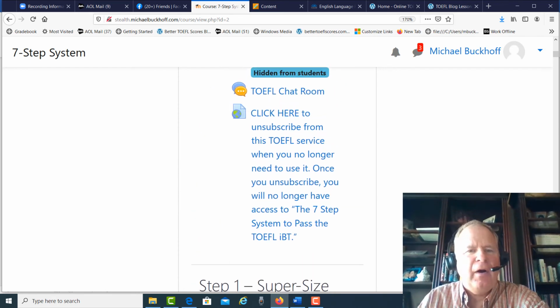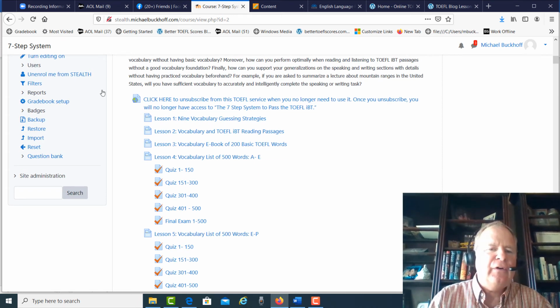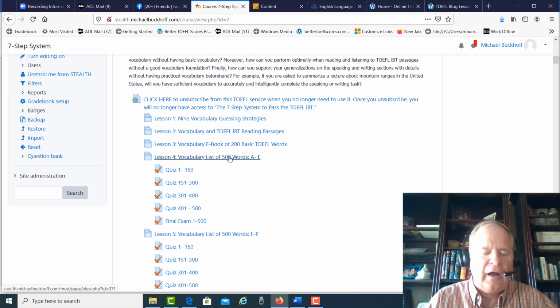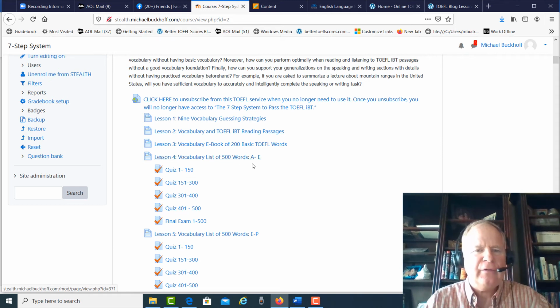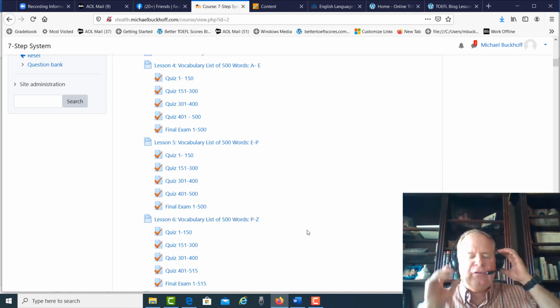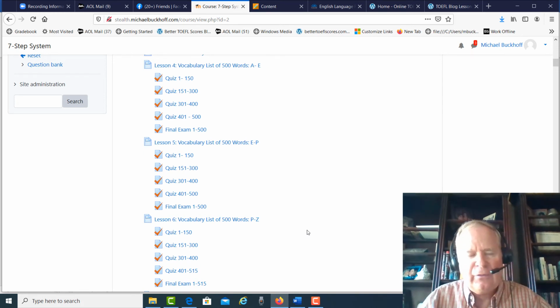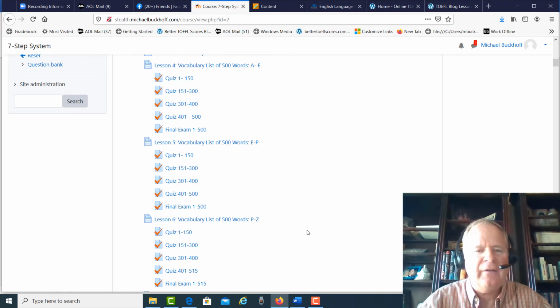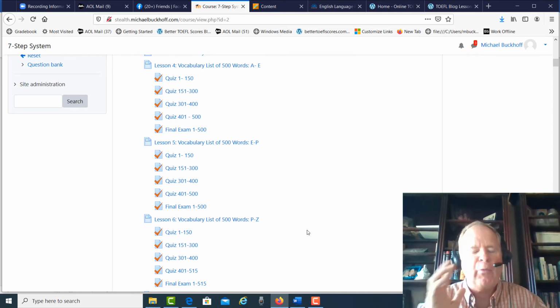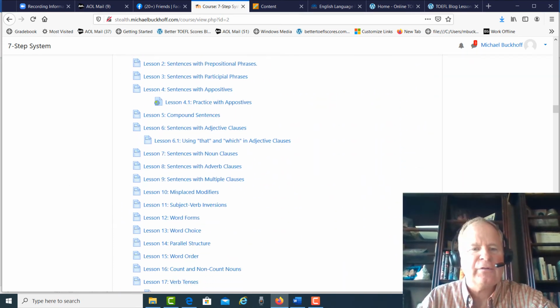I think you need a little bit better college level vocabulary. This is definitely going to help you. So lesson number 4, I really suggest you work on learning those words on this list. And then lesson number 5, the vocabulary list of E through P. And then lesson number 6 is the vocabulary words for P through Z. That's my first suggestion. And I know that you're doing a lot of vocabulary practice in the classes you're taking right now, but I think you need to even go beyond that and work on your vocabulary so you have a little bit better range of words.